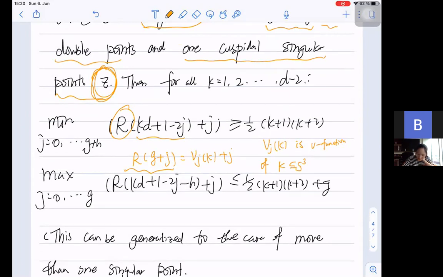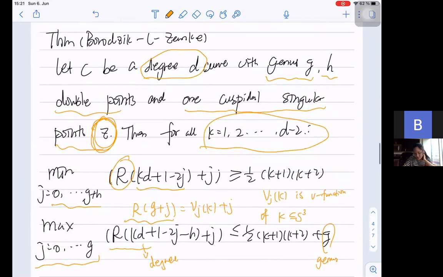The second obstruction is the maximum of this R function valued at K(D+1) minus 2J minus H plus J, which is smaller than or equal to 1/2 (K plus 1)(K plus 2) plus G. And here G is the genus, D is the degree, and K ranges over all the numbers from 1 to D minus 2, and J also ranges from 0 to G plus H, and it takes the min or max over all the possible values of J. Though this is a little abstract, it may make more sense when we talk about the applications later.